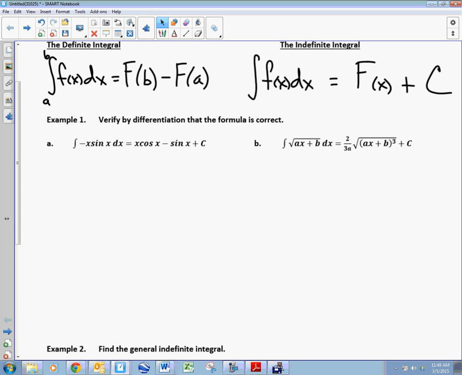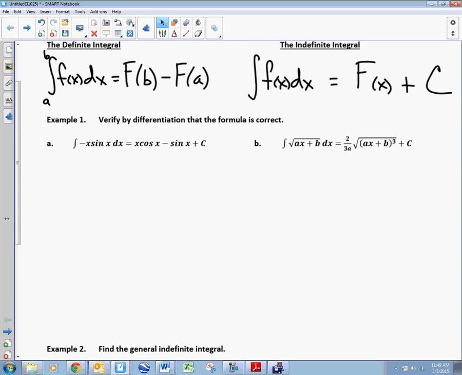Okay? So it says verify by differentiation that the formula is correct. So they are making a claim. The integral of negative x sine of x. Think about that. If I told you to find the antiderivative of negative x sine of x, that's challenging. That's like trying to undo the product rule, and that's difficult. We have to use something called integration by parts in order to solve that, and we don't know that yet.